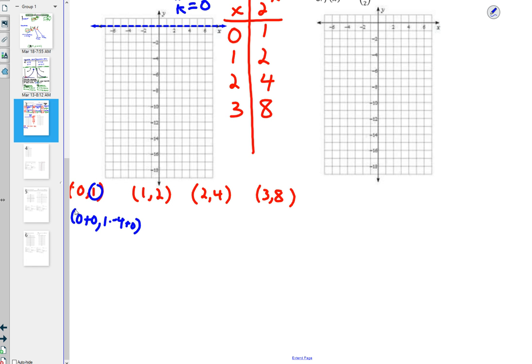Hold on, I'm trying to think of an easier way to do this. Alright, I'm gonna do it this way. What's 0 plus 0? Comma, what's 1 times negative 4 plus 0? Negative 4. I can go ahead and put that point on the graph. 0, negative 4. I know that's going to be on the graph.